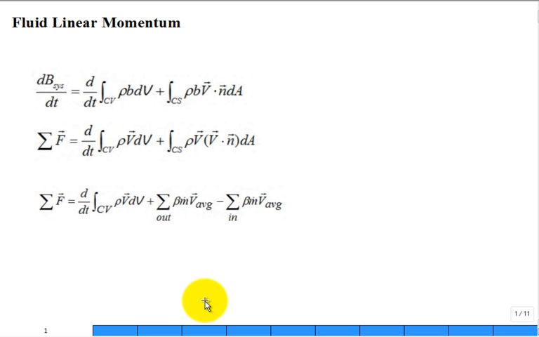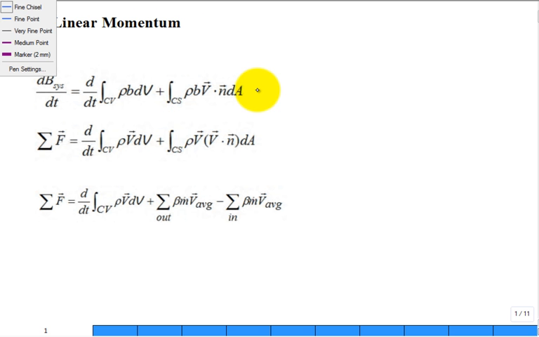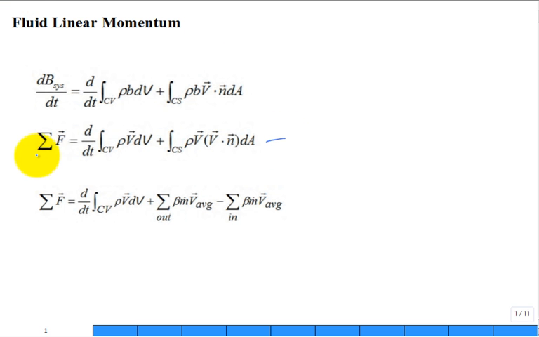So we've been covering analysis of fluid systems using the concepts of linear momentum. Linear momentum is not conserved. It can be increased or decreased by what? Imbalance of forces. So we start with the general Reynolds transport theorem. Then we take into account the linear momentum, and this is what can increase or decrease the linear momentum.